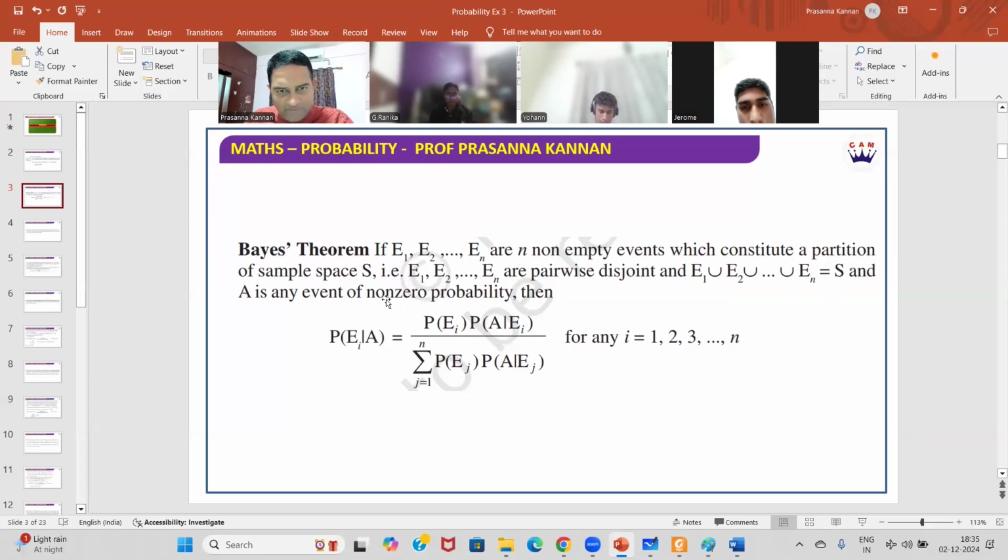And let A be any event having non-zero probability. Then the probability of any one of these events, E1 or E2 or E3, say Ei, given that A has already happened, will be P of Ei multiplied by P of A given Ei, divided by the total probability which we found in the previous case. As a theorem, I'm not sure if you have followed this, but when we take an example, it can become very clear. It's a very, very important topic. Once you understand it, it becomes very easy. So let's do a few questions based on this.